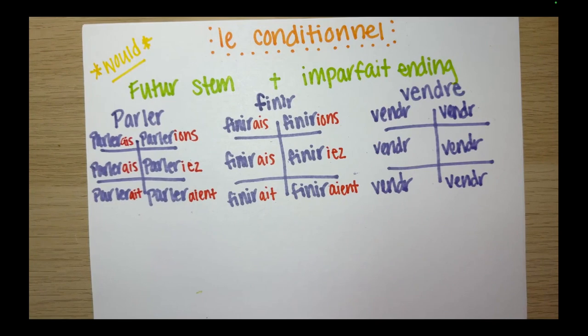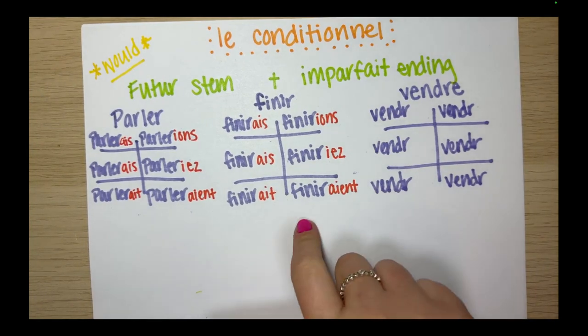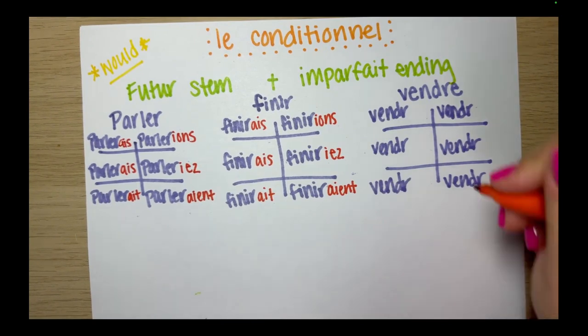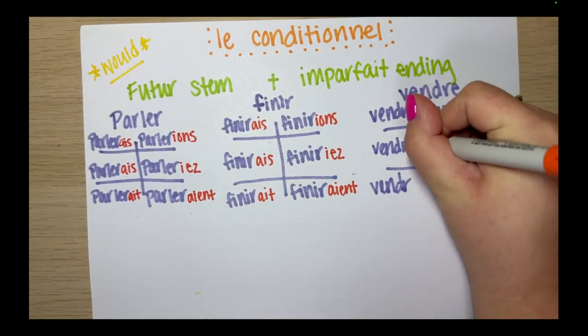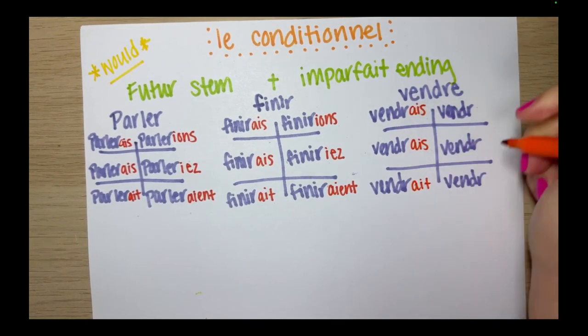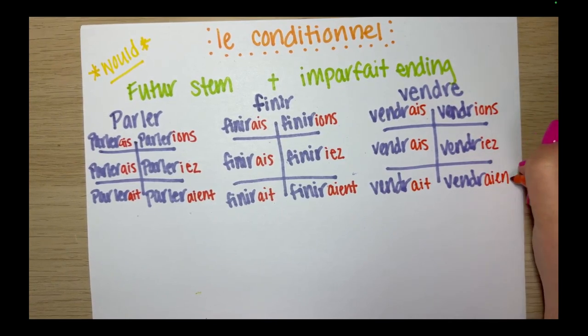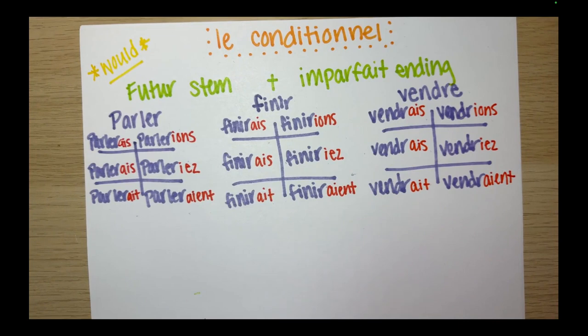OK. Et puis, notre terminaison pour l'imparfait. Then our imparfait endings. Les mêmes terminaisons qu'on a utilisées à finir et parler. The same endings that we use for finir and parler. So, AIS, AIS, AIT, IONS, IEZ, AIENT. So, vous vendriez, you would sell. Tu vendrais, you would sell. Nous vendrions, we would sell, etc., etc. Donc, le conditionnel, c'est pas très difficile, right? It's not too hard, not very difficult so far.